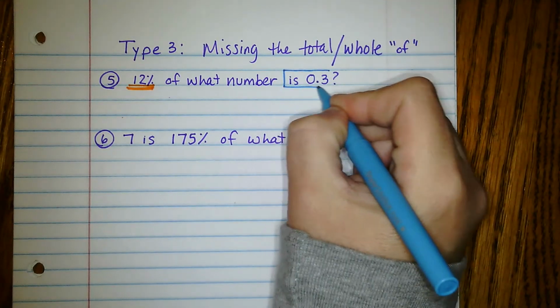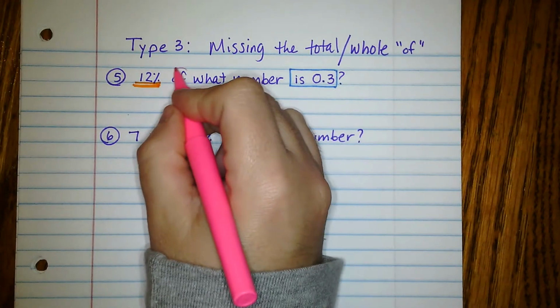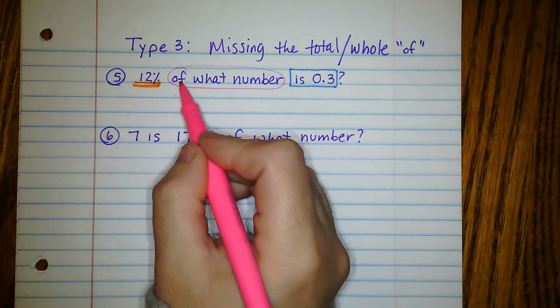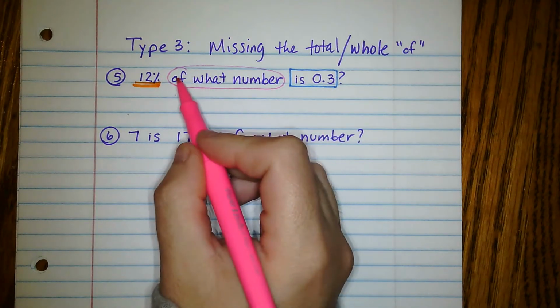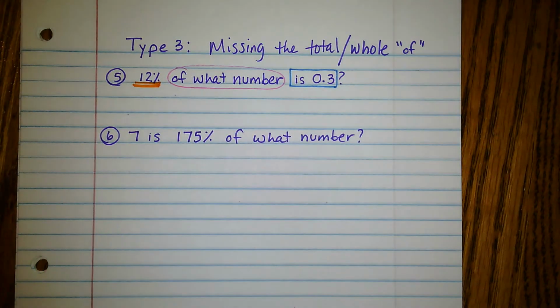And what's interesting about that is in the question itself, it says "of what number?" So here we're searching for the "of." We want to know what the total is. "Of" means total or whole amount that you're working with.